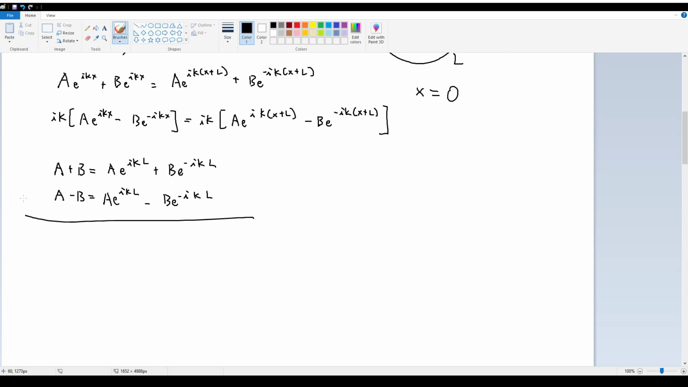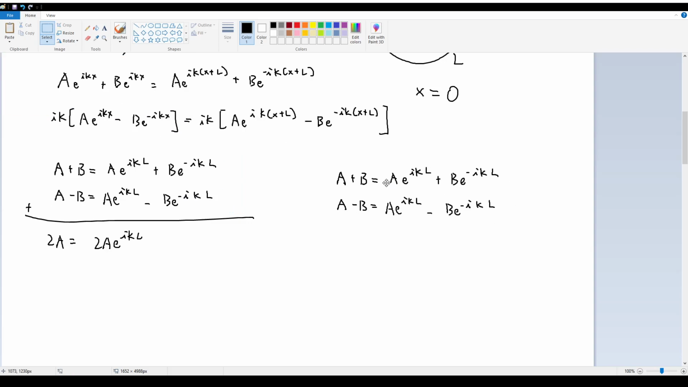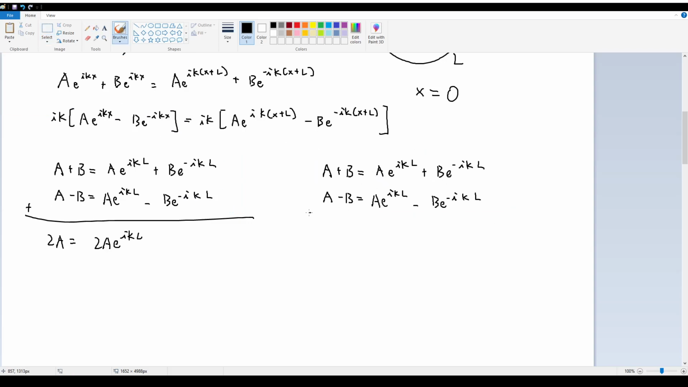If we were to add this, we would get 2a is equal to 2a e to the ikl. And alternatively, if we were to subtract this, so let's take this and copy paste it over here, then we get b minus negative b, which is 2b, is equal to 2b e to the negative ikl. So at this point we have two conditions, and notably these two conditions are purely either in terms of a or purely in terms of b.